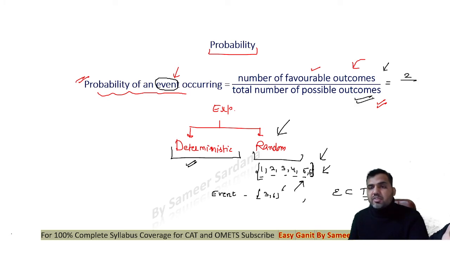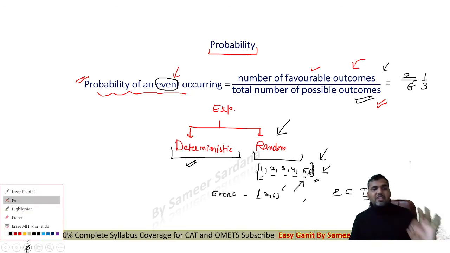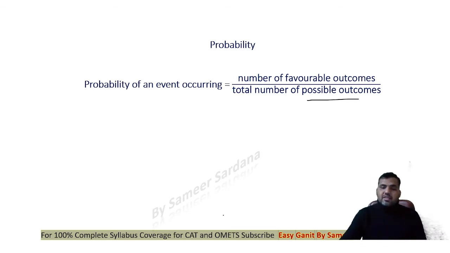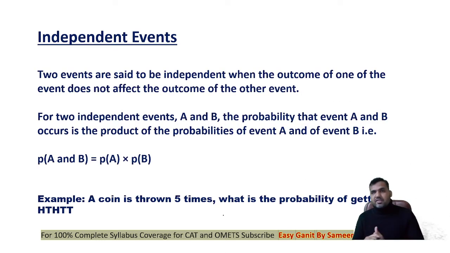And my total number of possible outcomes, that means the number of my sample space, is 6. 2 by 6, the answer will be 1 by 3. This is the basic of probability that you're supposed to know, right? The whole chapter of probability is based on this, right? So you should know what is an event, what is a random experiment, what is sample space, what is a favorable outcome, what are the possible outcomes, right? So guys, this is where the chapter of probability starts.